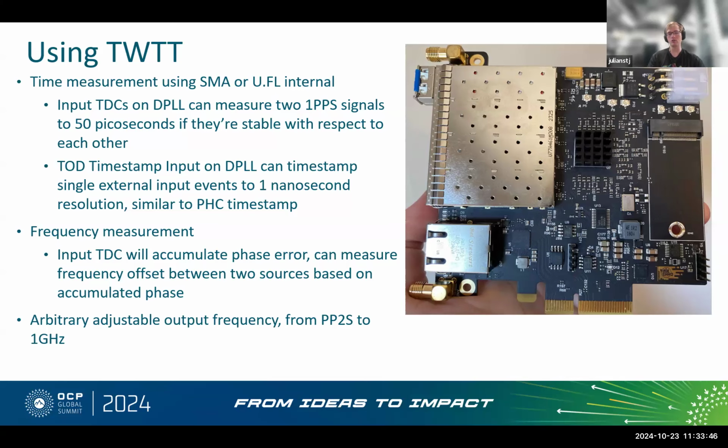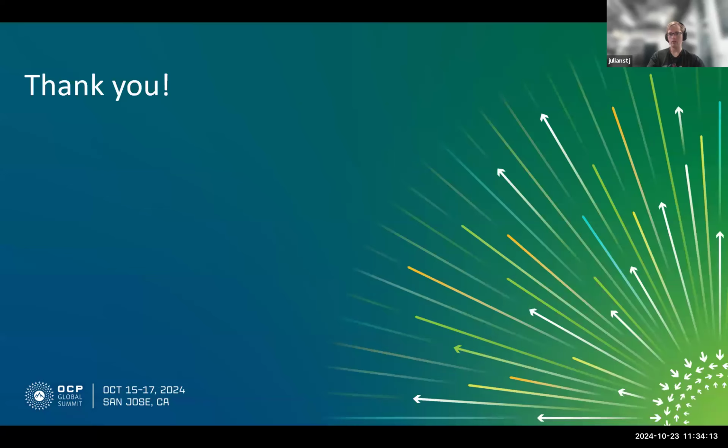And at a core level, the DPLL can give you arbitrary output frequencies from 1 pulse per 2 seconds all the way up to 1 gigahertz. And there are additional outputs on the board that are capable of that. So there are a lot of different features on the DPLL itself, beyond just the two-way time transfer, that make the board and the chip a very diverse user of time and frequency. And that's the whole slide.